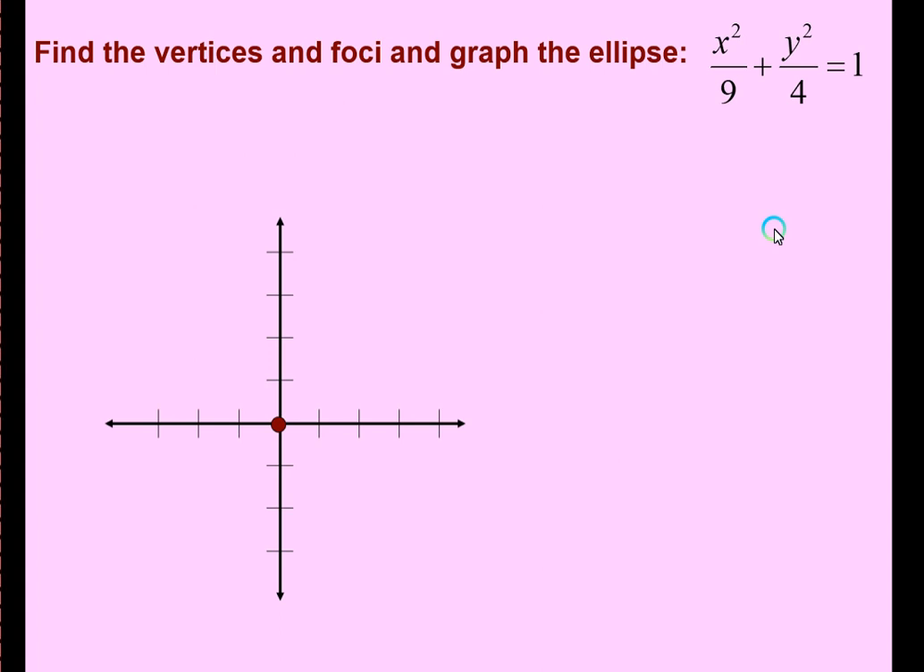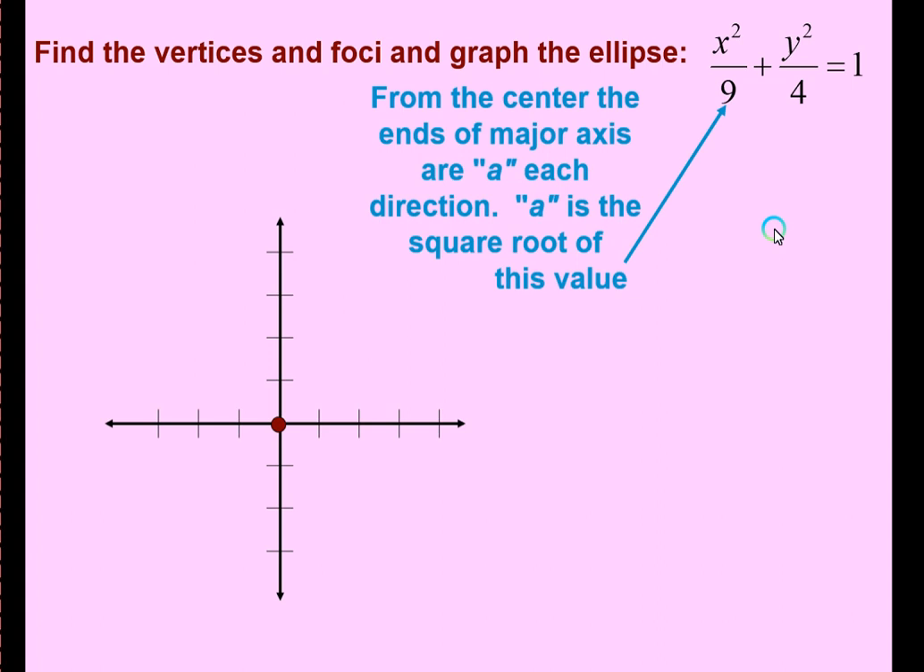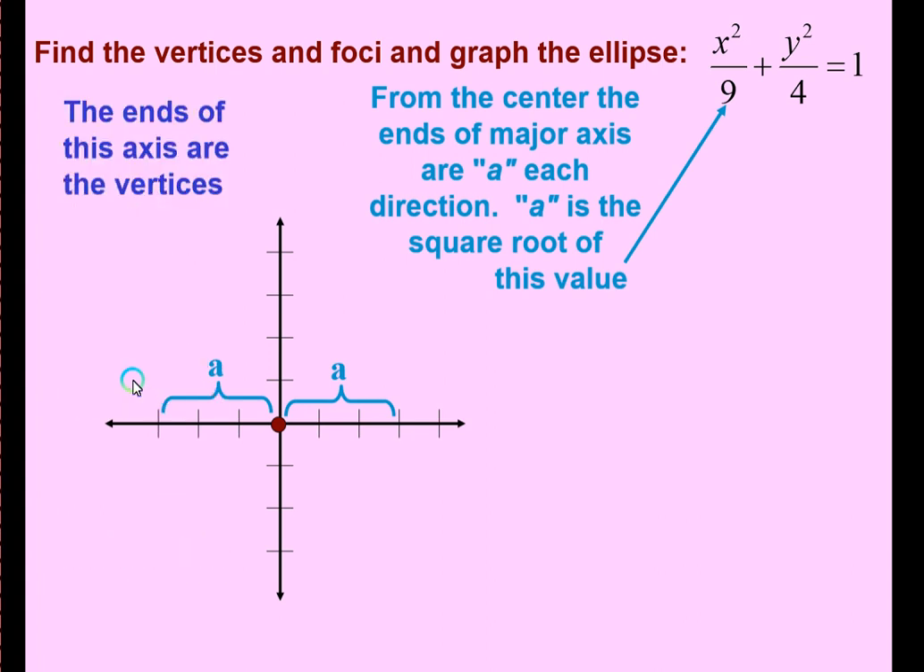Next, to find the vertices and foci and graph of the ellipse, for example, given x squared over 9 plus y squared over 4 is equal to 1. From the center, the ends of the major axis are a units each in a specific direction, where a is the square root of this given value. So for this one, our a is equal to square root of 9, which is equal to 3. So we move 3 units from our center. Based on this, our center is the origin. So we have 1, 2, 3, and we have a units to the left also. The ends of this are our vertices. So we have (3, 0) and (negative 3, 0).